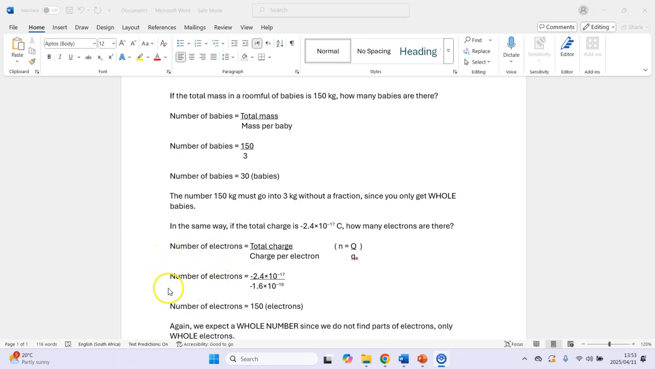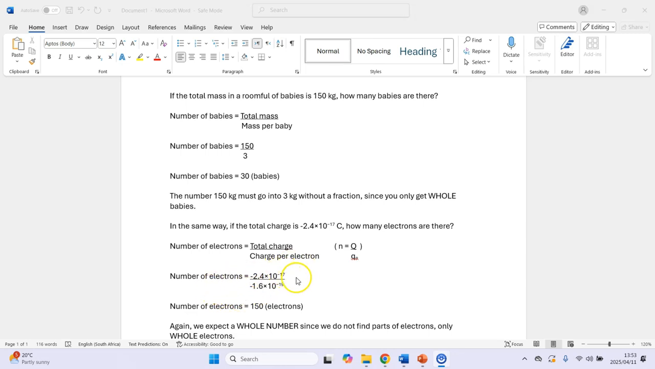And this answer here for number of electrons must always be a whole number. And it must always be a positive number. If the charge here was a positive value, you would divide by positive 1.6 times 10 to the minus 19. The reason being that you have a deficit of electrons, and you must again always manipulate the number of electrons to be a positive number.